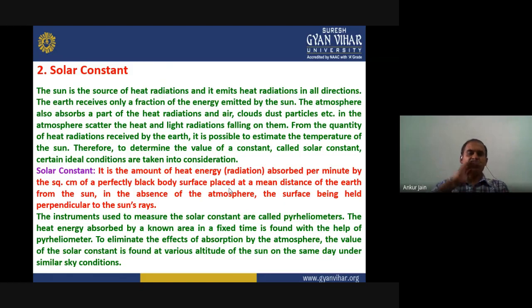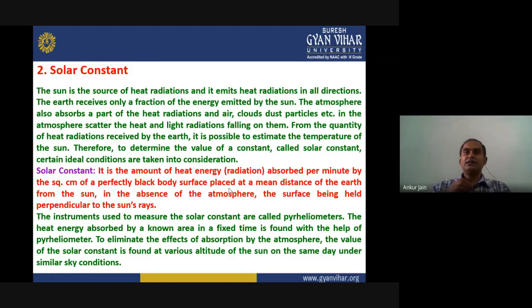So definitely we will keep the black body anywhere on the earth, it will be at mean distance, right? Now we are considering the absence of atmosphere, we are just assuming this. To define any constant, we always consider the ideal condition. So that's why we are assuming there is no atmosphere between sun and earth. The last condition is the surface should be held perpendicular to the sun's rays.